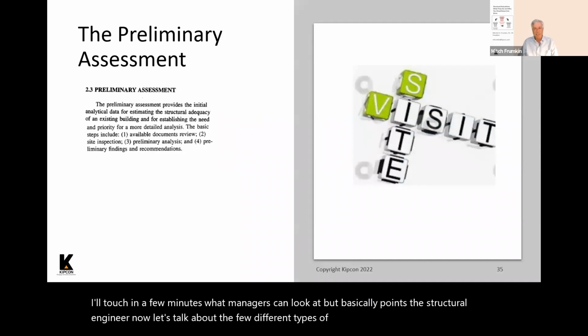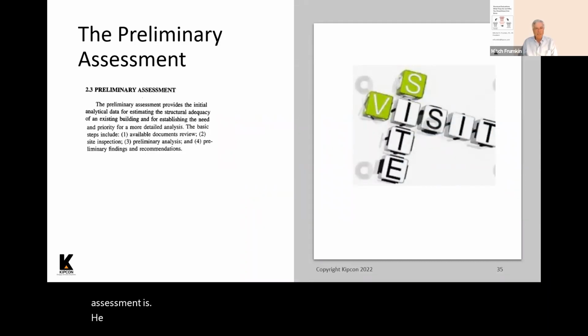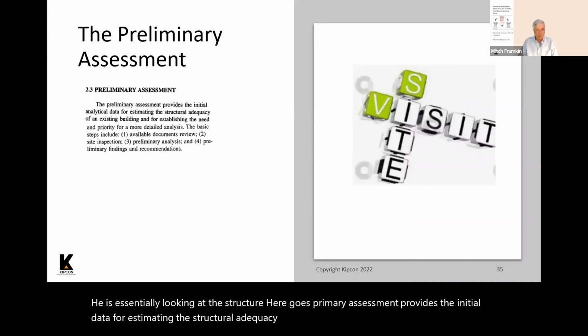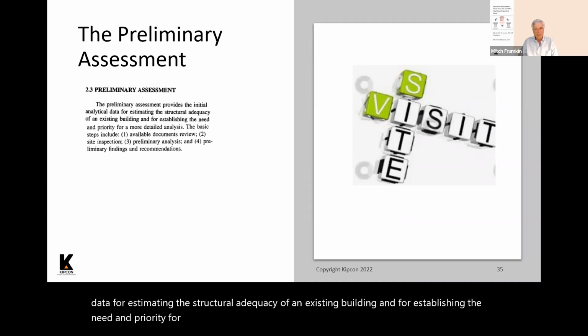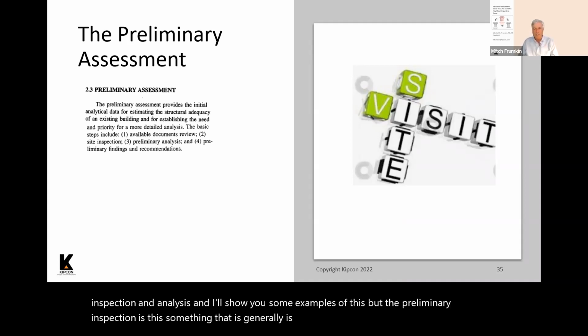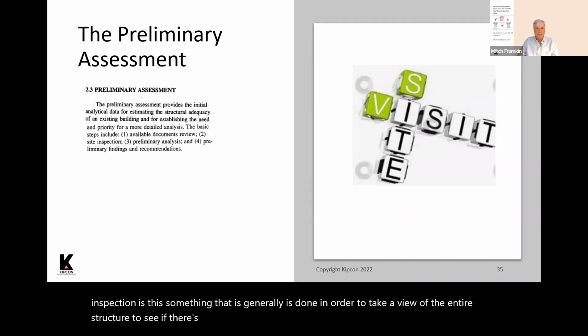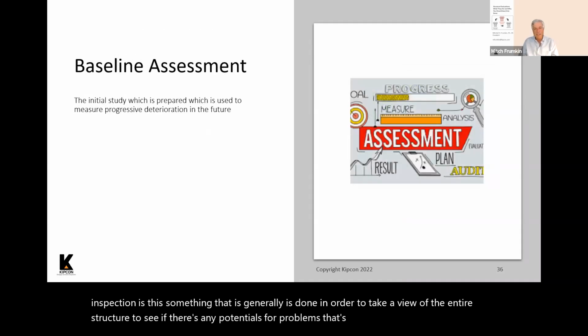Preliminary assessment is essentially looking at the structure. It provides the initial data for estimating the structural adequacy of an existing building and for establishing the need and priority for more detailed analysis. It includes looking at documents, inspection, and analysis, and I'll show you some examples of this. But the preliminary inspection is generally done in order to take a view of the entire structure to see if there are any potentials for problems. That's preliminary.